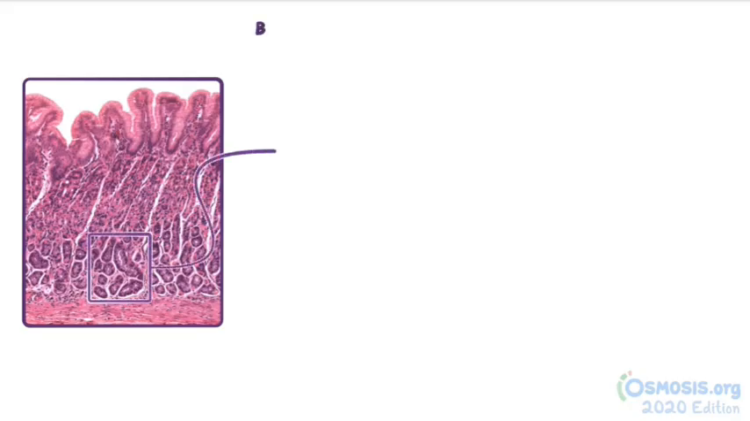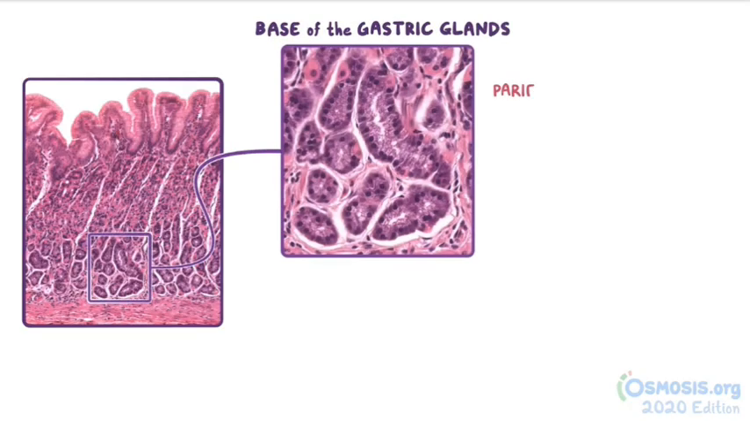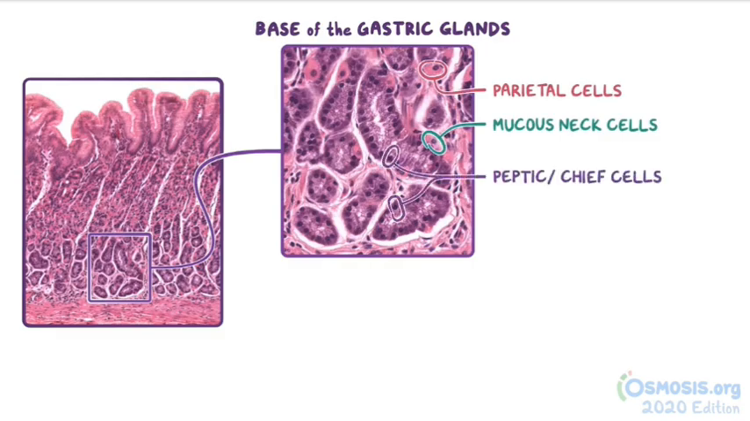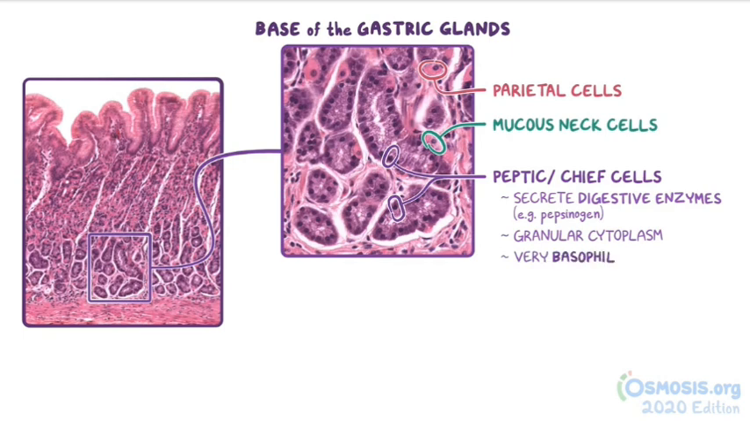If we move down to the base of the gastric glands, parietal cells and mucous neck cells will still be present, but the base also has very prominent peptic or chief cells, which are responsible for secreting digestive enzymes such as pepsinogen. These cells have a granular cytoplasm and are very basophilic, resulting in their dark purple appearance.